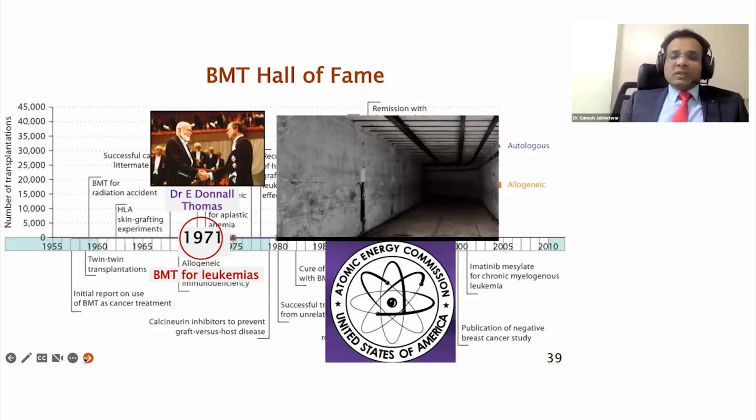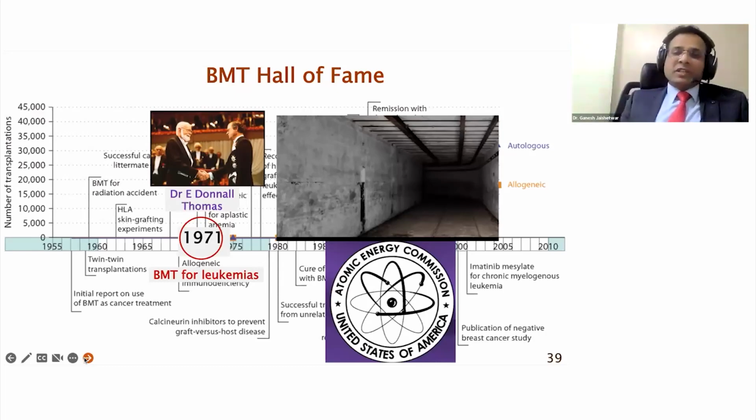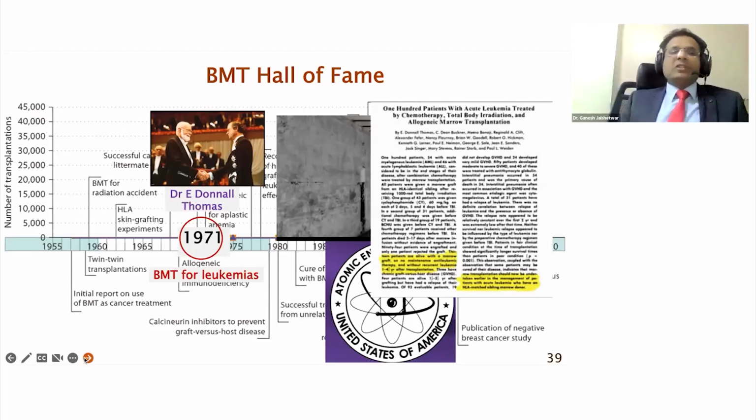So, in the Department of Atomic Energy Commission, in the bunkers, these patients were taken for radiation, quickly shifted to the ward and taken for such a Herculean hematopoietic stem cell transplant or bone marrow transplant at that time. And this was the landmark paper published in NEJM in 1971.